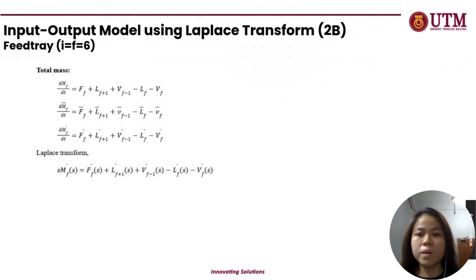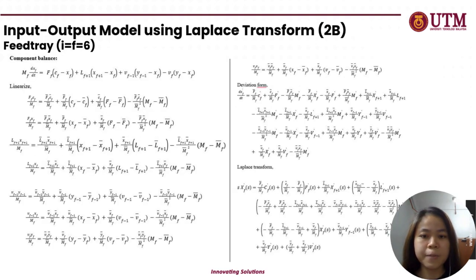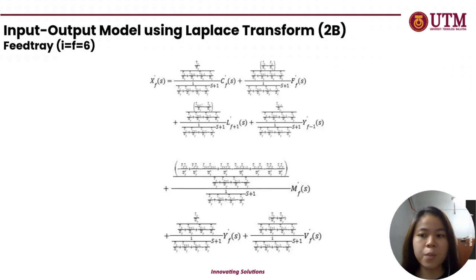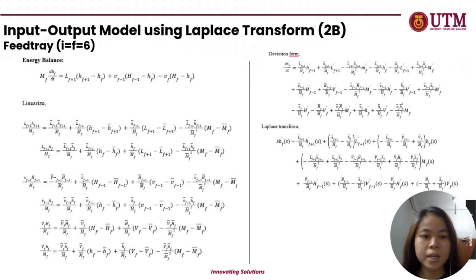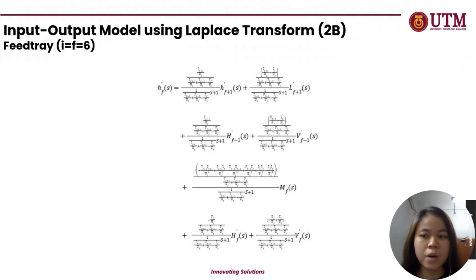Next, in Part 2B, we apply Laplace transform to convert our time domain equations into S-domain transfer functions. This allows us to create input-output models and analyze how changes in inputs like heat, composition, or flow rates affect the methanol concentration across the column. So this is the working step for the feed tray with mass balance, then component balance. This is the input-output model for component balance of the feed tray, and then for energy balance, and this is the input-output model equation for energy balance in the feed tray.